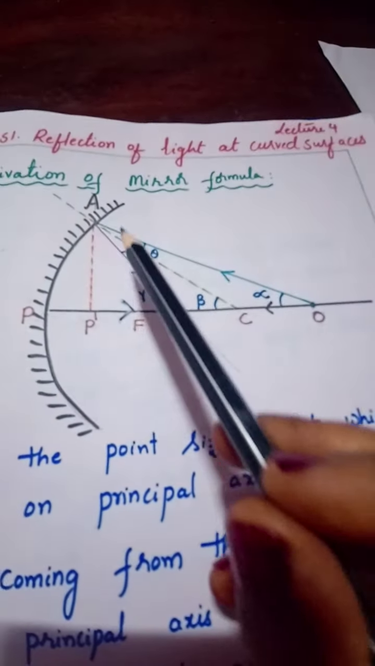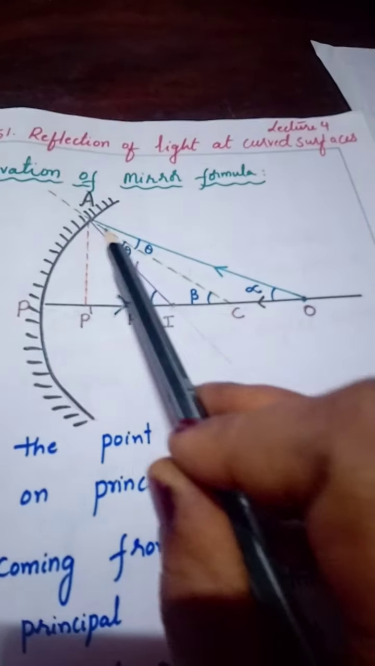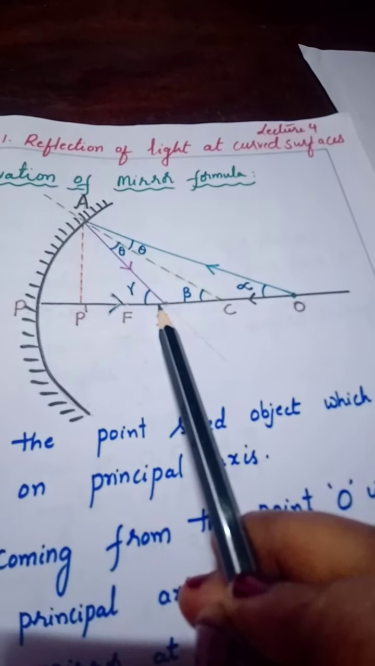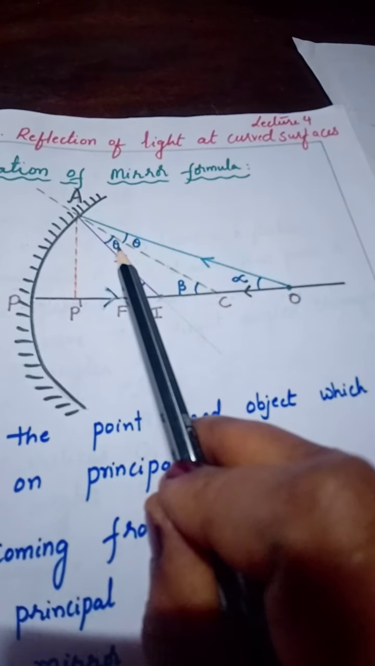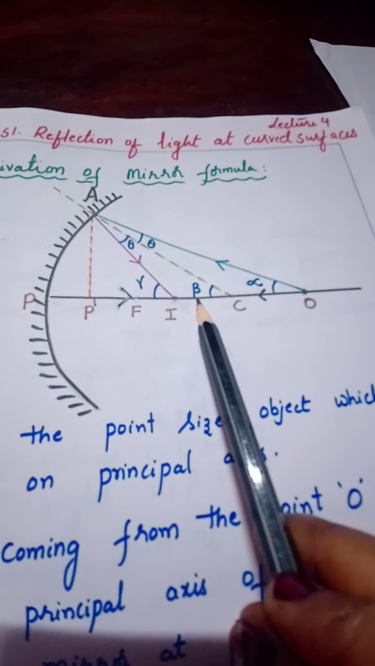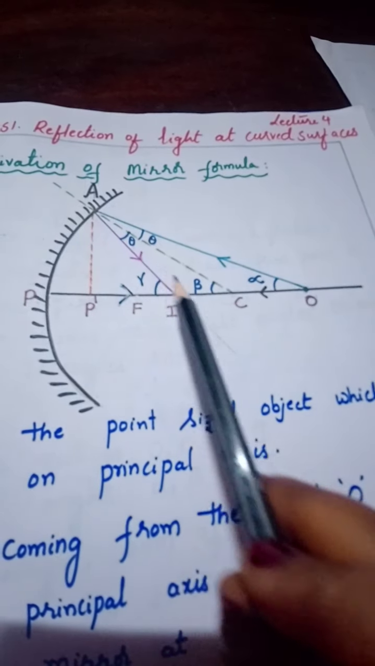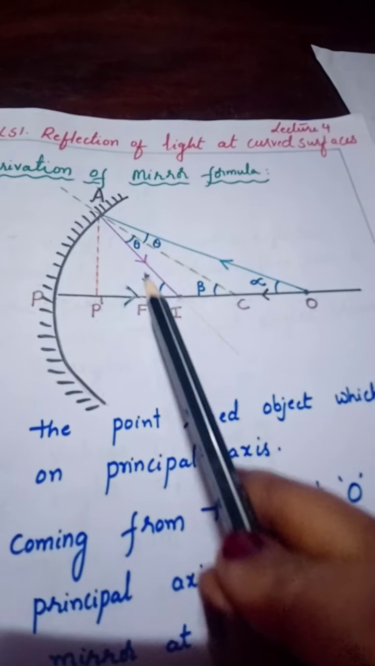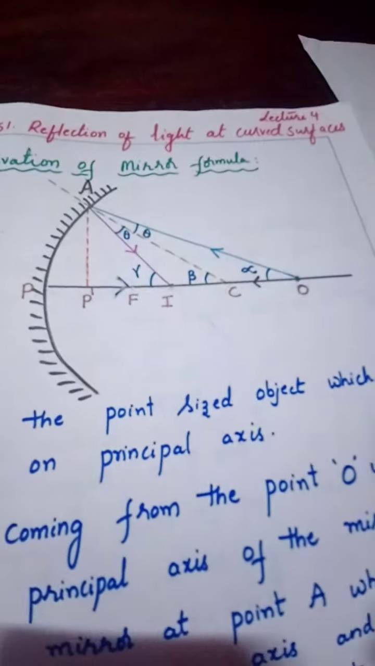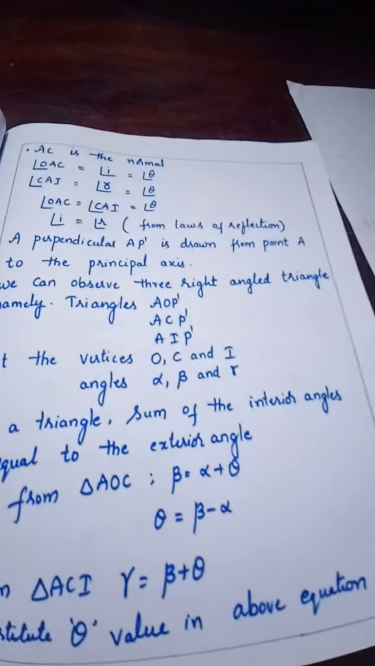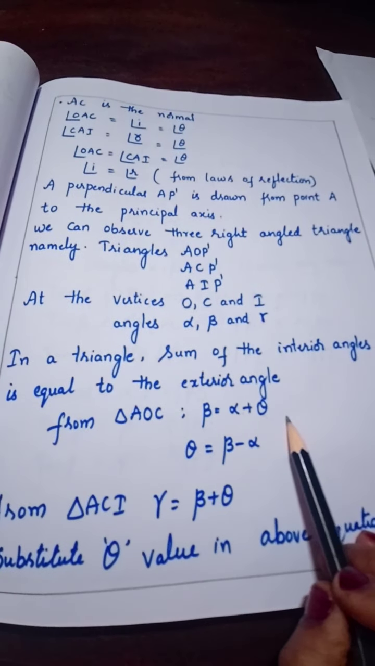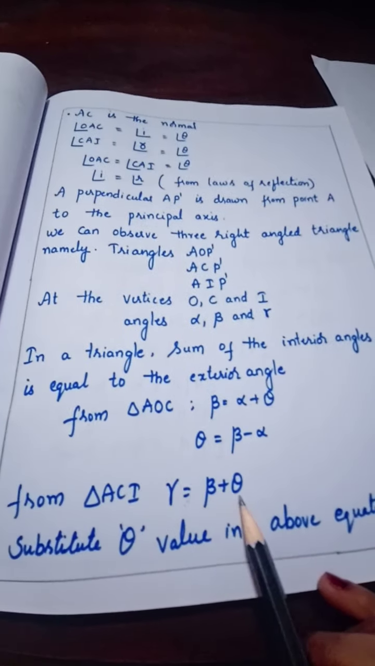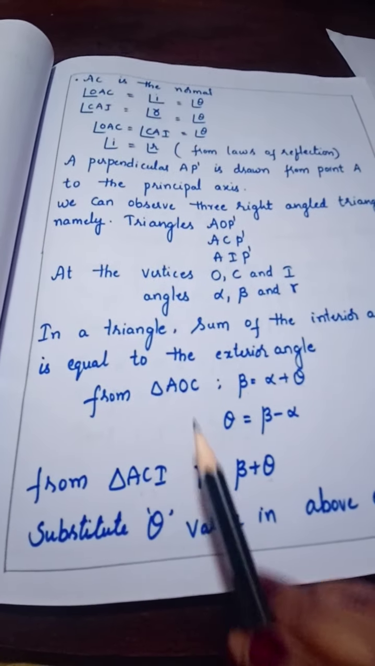From triangle ACI, let us see the small triangle ACI. In this triangle, what are the interior angles? Theta and beta. These two angles' sum is equal to the exterior angle. The sum of the interior angles in a triangle is equal to the exterior angle. So theta plus beta is equal to gamma. So we got two angle relations, according to the sum of the interior angles being equal to the exterior angle. Beta is equal to alpha plus theta. Next, gamma is equal to beta plus theta. This is from triangle ACI and this is from triangle AOC.